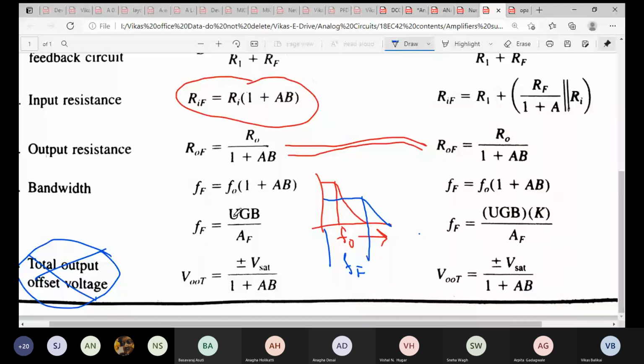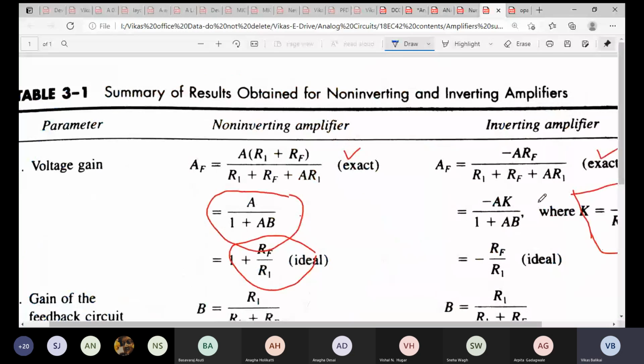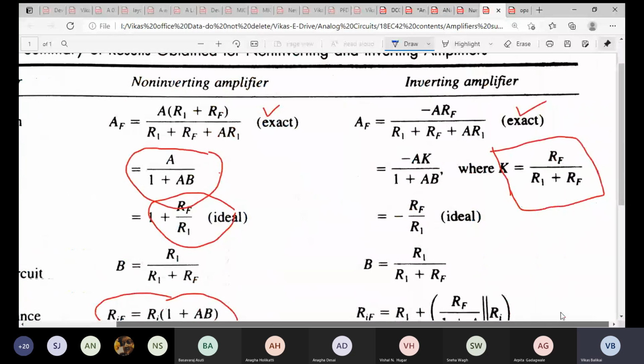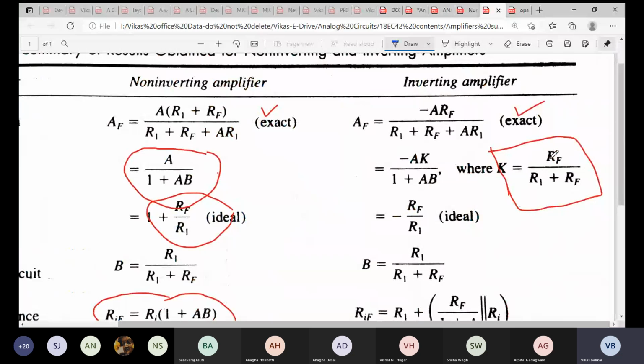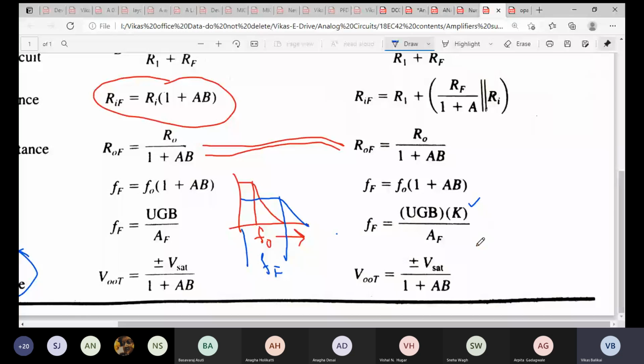And what is this K? K is a factor. Just as you obtain the value of beta as R1 divided by R1 plus RF, K can be obtained as RF divided by R1 plus RF. So R1 divided by R1 plus RF is beta, and RF divided by R1 plus RF gives the value of K.